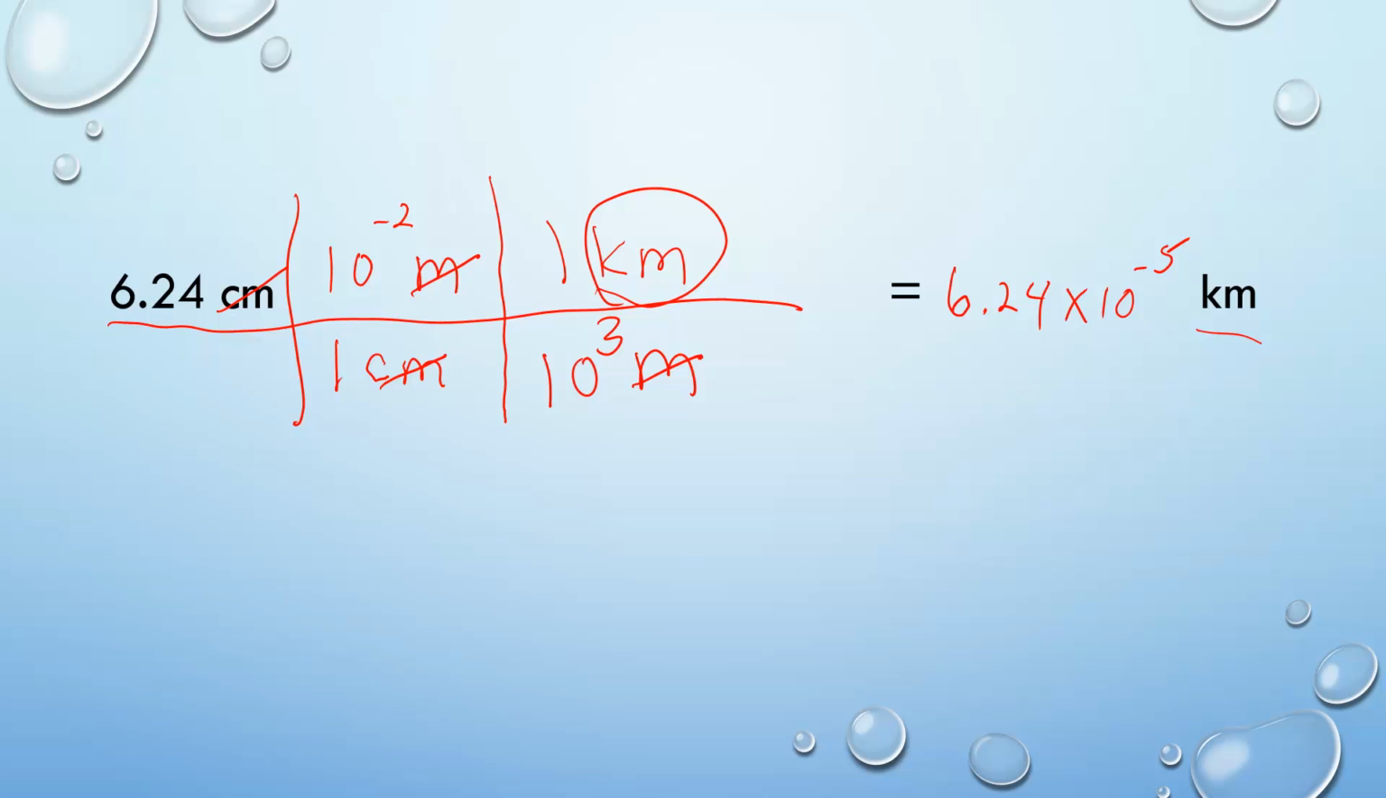We've maintained the proper number of significant figures, in this case 3. We have our answer in proper scientific notation, 6.24, and we have our exponent times 10 to the minus 5th, and we also have our correct units. And that's the end for metric to metric conversions.